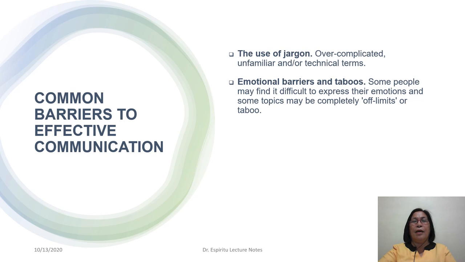Another is emotional barriers and taboos. So some people may find it difficult to express their emotions, and some topics may be completely off limits or taboo. So there are some people who don't want to talk about their age, some people don't want to talk about their sexual preferences. So these are things that may be considered as a barrier to communication, so we have to be sensitive.